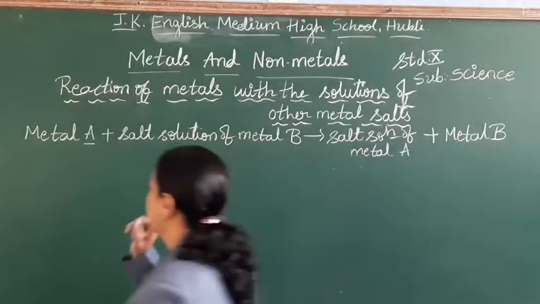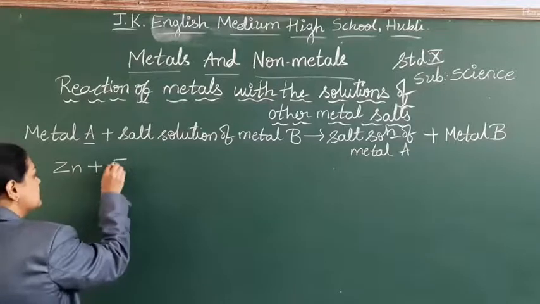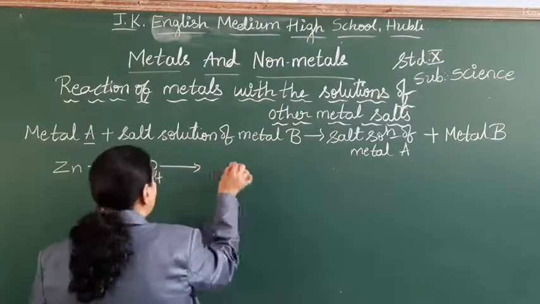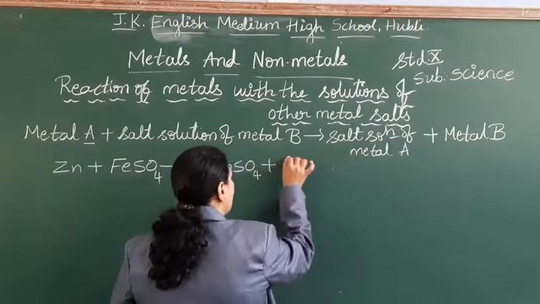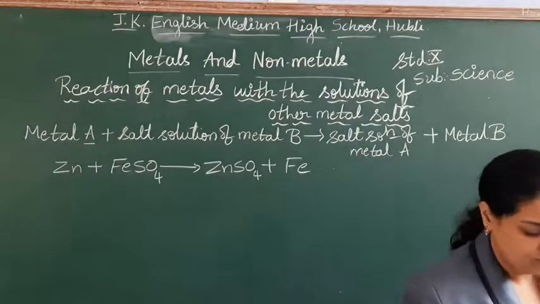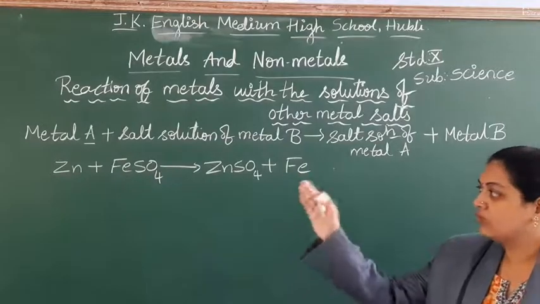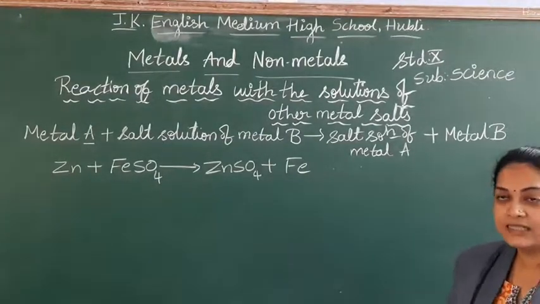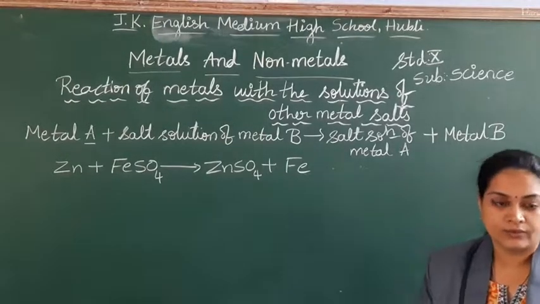Zinc plus iron sulfate. What you can get? Zinc sulfate with the displacement of iron. Again, what I can say? Zinc is more reactive compared with iron. That is why it can displace the iron easily and can form the zinc sulfate solution.